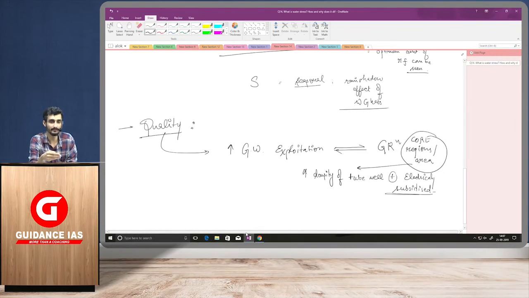So this is how you can attempt this question. It is a 15 marker. You can be more logical, you can give more diagrams and maps to substantiate what you are writing in it.